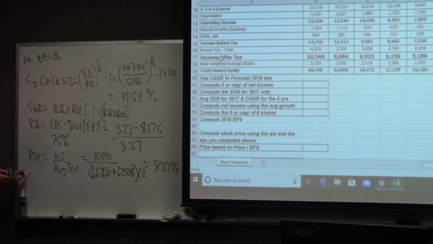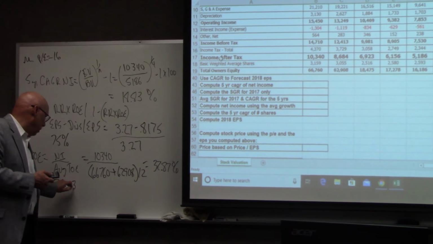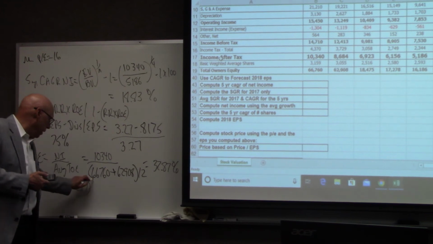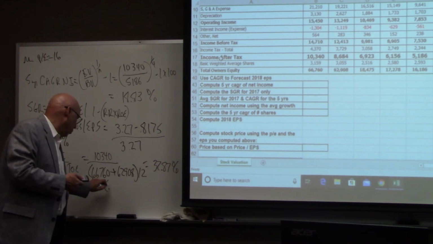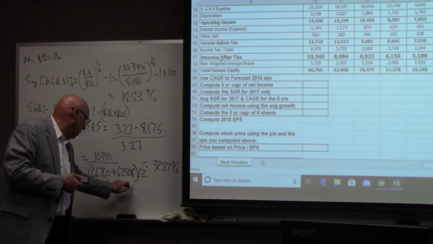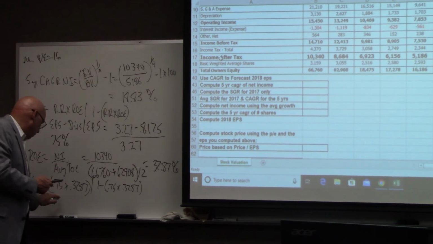Now, let's find the SGR. So, it's going to be the retention rate, 0.75, times return on equity, 0.3287, divided by 1 minus 0.75 times 0.3287. So, 0.75 times 0.3287 is 0.2465.